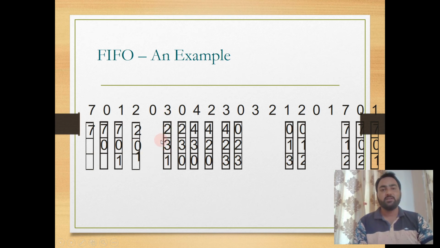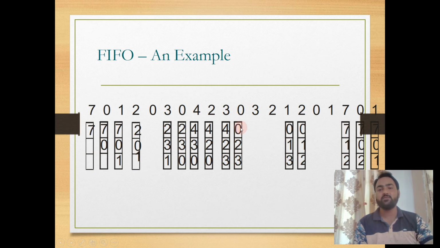Then comes 0. As we have removed the page 0 from the frame set, we have to again load the page 0 at the position of page 1 because it is the first page that arrived in the current situation. Then comes page 4 and it will replace the frame having the page 2. Then comes 2, it will replace the page 3. Then comes 3, it will replace the page 0 according to the same scenario. Then comes 0, it will again replace the 4.